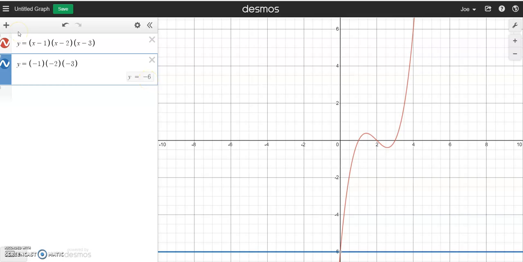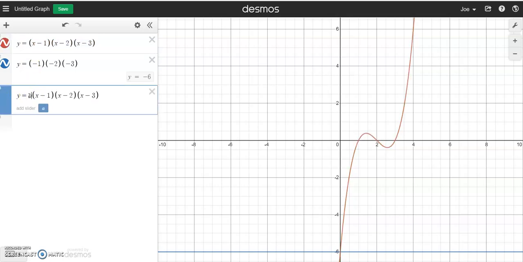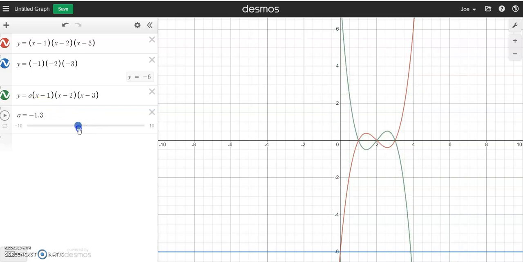So now we might wonder how we could change our y-intercept without changing our x-intercepts. We can do this by multiplying our equation by a number, which will affect the gradient of our function. So if we were to rewrite our function, but this time adding a variable in front, such as a, we will then be able to add a slider which we can adjust. From this we can see that by decreasing our value of a, this is how we get our y-intercept to increase.